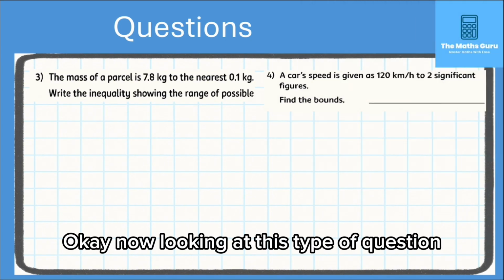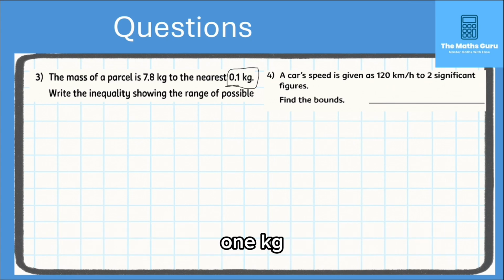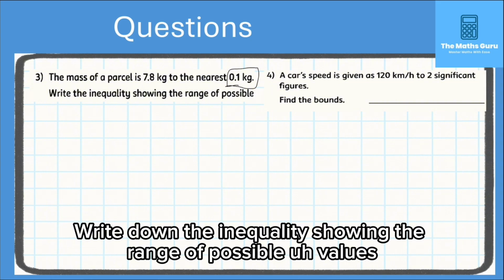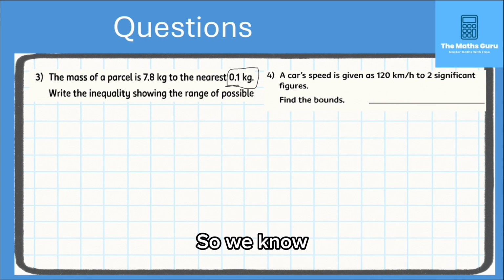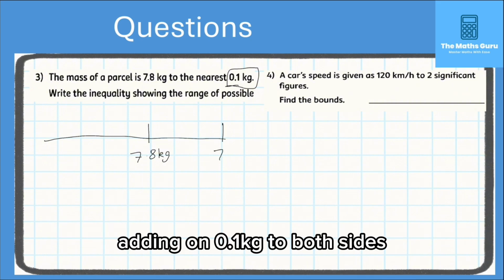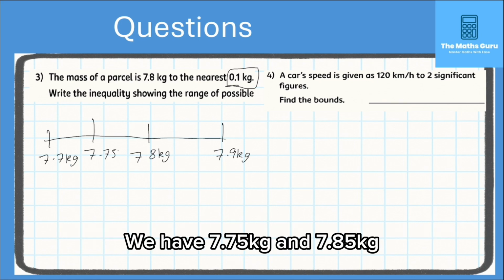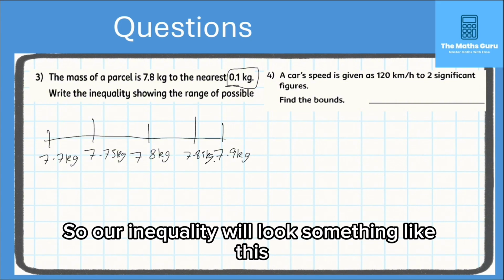Okay, now looking at this type of question, we're told that the mass of a parcel is 7.8 kg to the nearest 0.1 kg. Write down the inequality showing the range of possible values. So we know that the middle part of our timeline is going to be 7.8 kg. Adding on 0.1 kg to both sides, we get 7.9 kg on this side and 7.7 kg on this side. Finding the midpoints, we have 7.75 kg and 7.85 kg. So our inequality will look something like this.